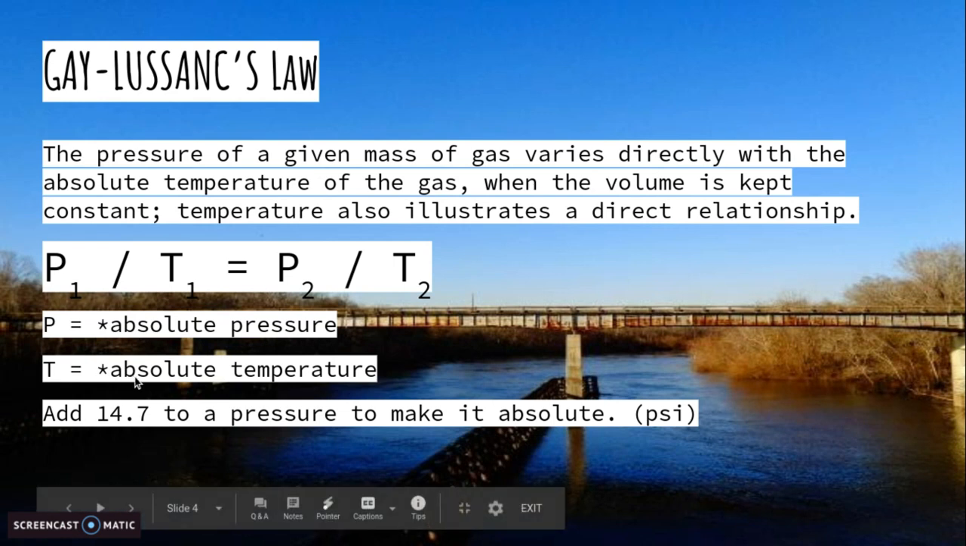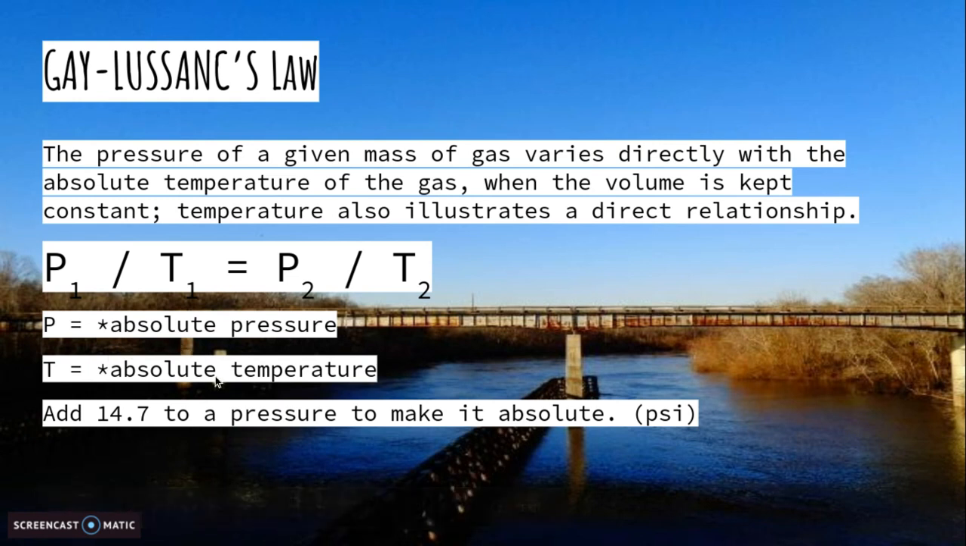And like in the last equation, temperature has to be absolute, so add 460, but the pressure has to be absolute too, so you have to add 14.7 to a pressure to make it absolute, and that will be in PSI. Both are in PSI, but one is absolute and one is not.